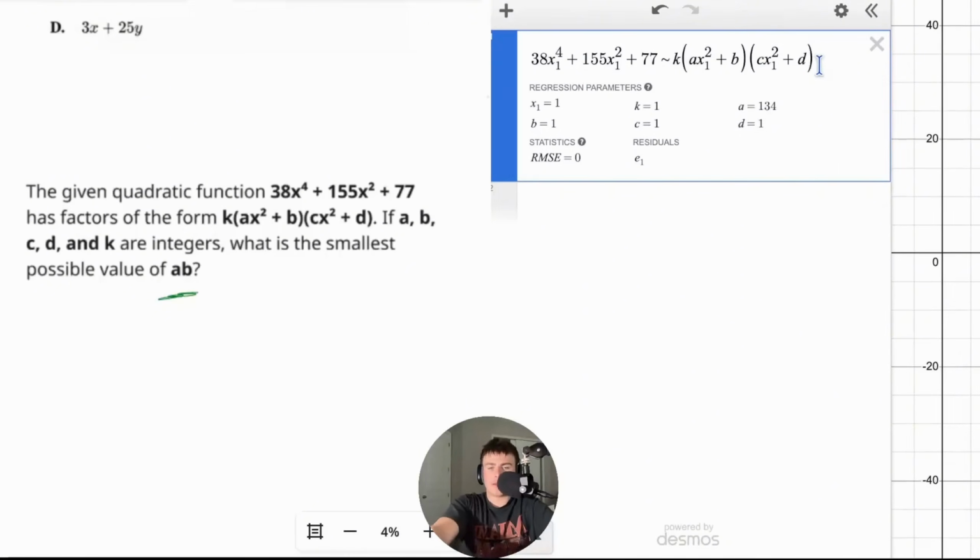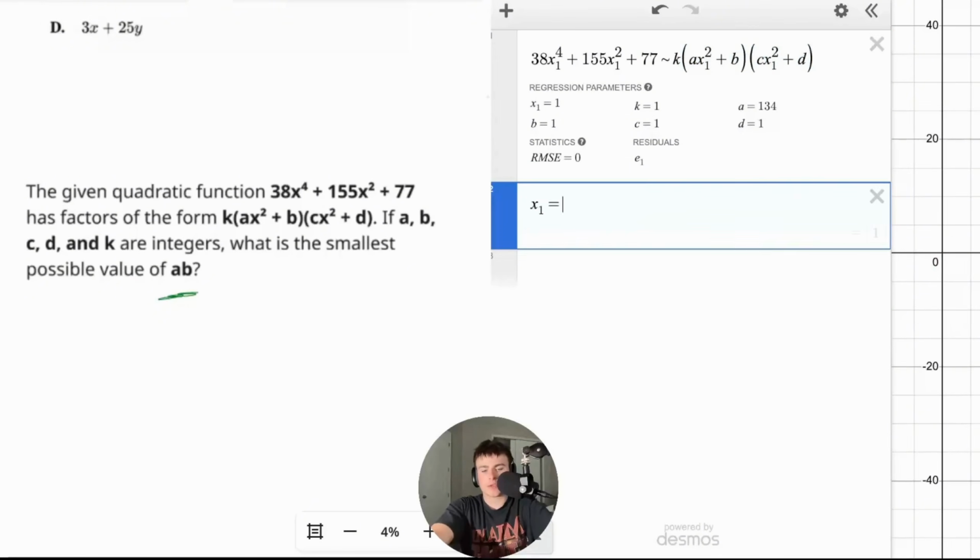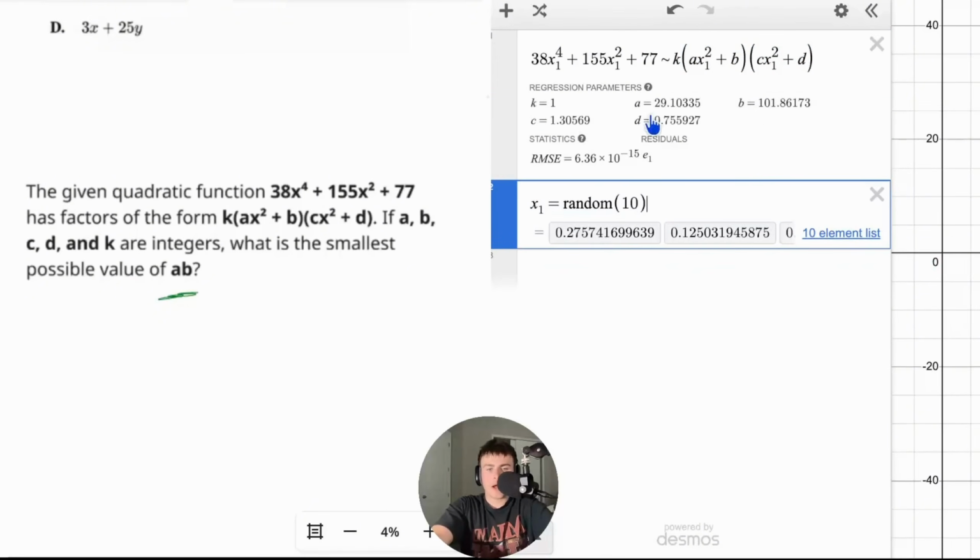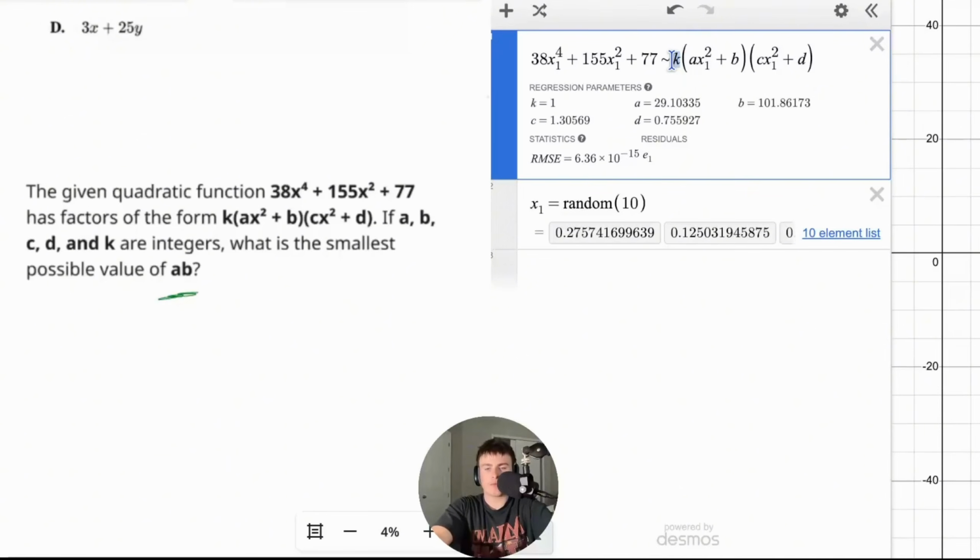So there's no way we're going to solve this using x-intercepts or some rookie stuff. We want to type it in, and this basically turns into an equivalent expression where this side is equal to this one. So I want to define x1 as random 10. And now I have a bunch of decimals, which is bad. I want to find what k is, because k is the easiest one to factor out.